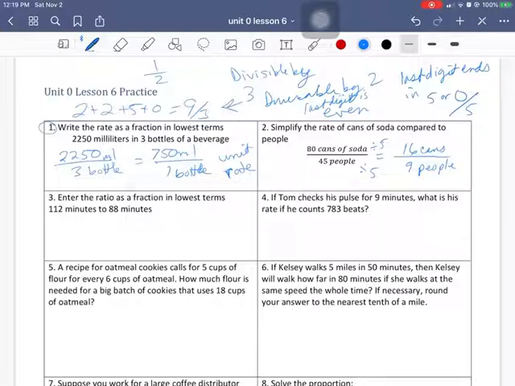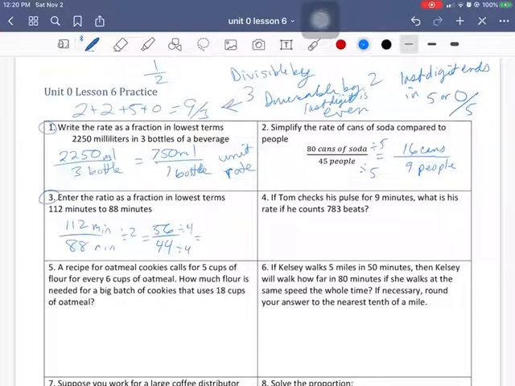All right, write the ratio as a fraction in lowest terms, 112 minutes and 88 minutes. Let's see. Those are divisible by what? They're both even, so divisible by 2. We can start there. 112 divided by 2 is 56 over 88 divided by 2 is 44, so I should have done more. Let's divide by 4. 56 is divisible by 4. Yes, it is. Let's try 4.